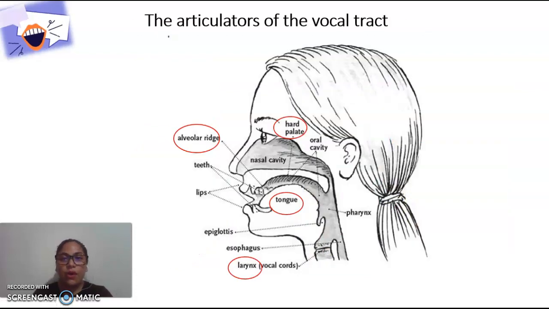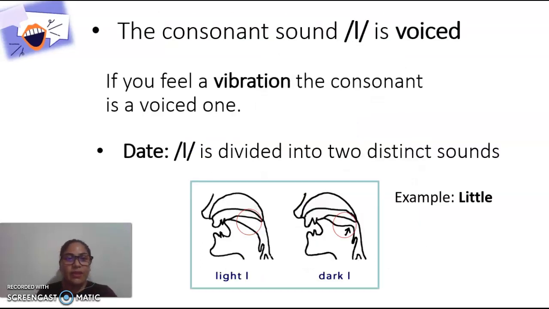The articulators of the vocal tract that produce these sounds are hard palate, alveolar ridge, the tongue, and the principal part is larynx. Why? Because the consonant L is voiced. If you feel a vibration, the consonant is a voiced one.